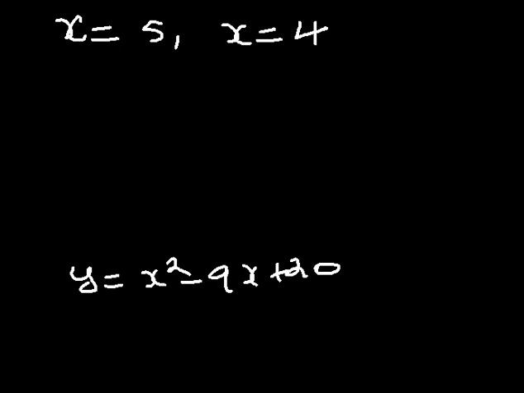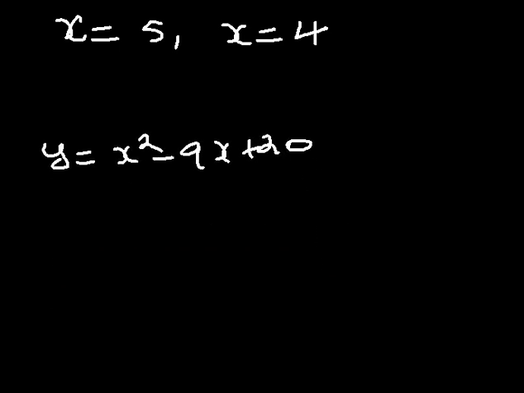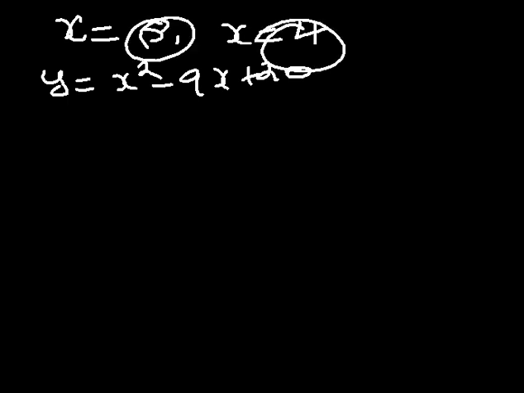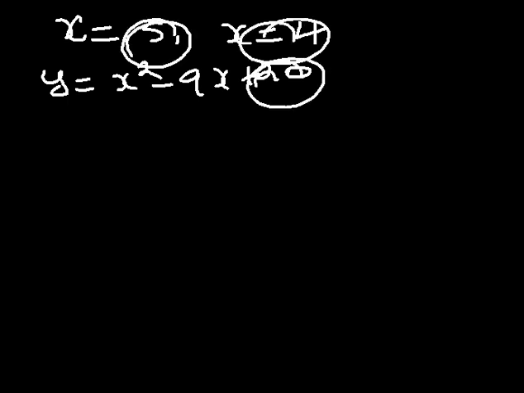So this is the quadratic function corresponding to those given roots. Now we have the roots already, we have the x-intercepts already. What we need now is the vertex. We have the x-intercepts, and we also have the y-intercept that is given as positive 10, actually positive 20.